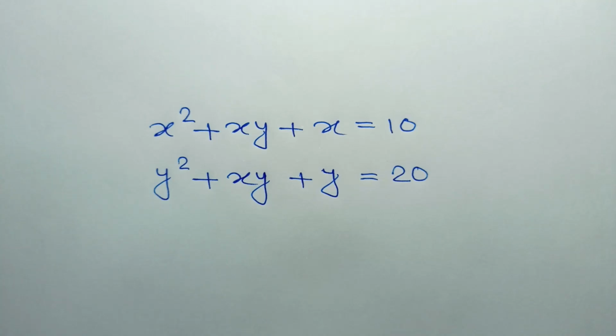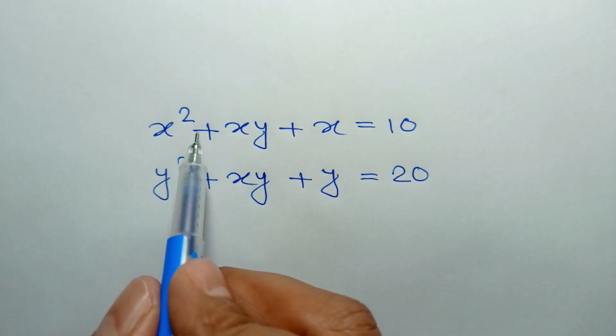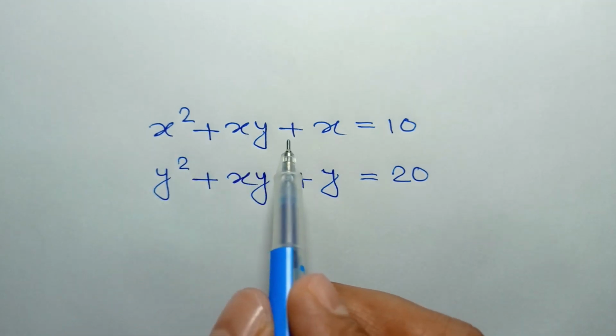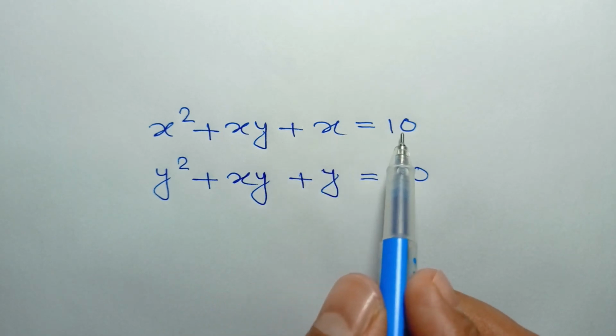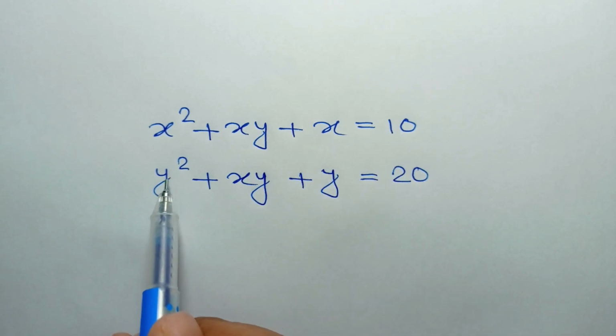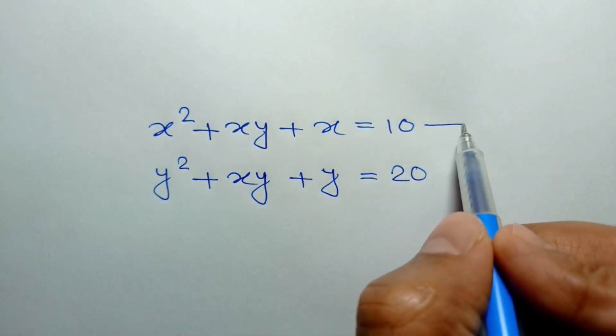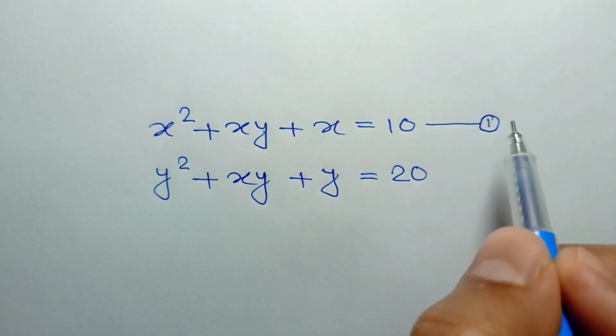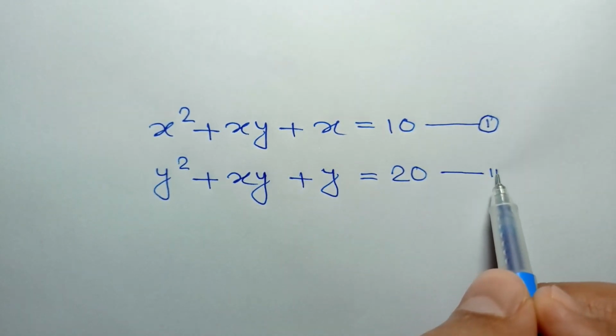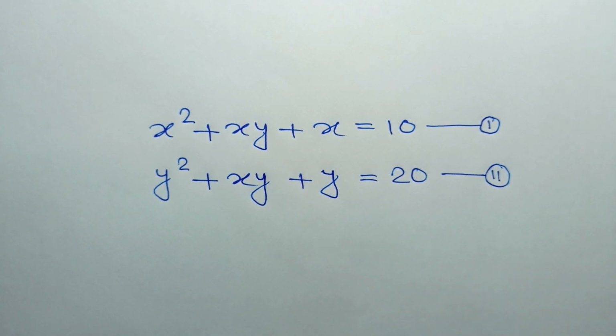Hi everyone, in this video I am going to show how to solve x square plus xy plus x is equal to 10 and y square plus xy plus y is equal to 20. Let's call it equation number 1 and this equation number 2.